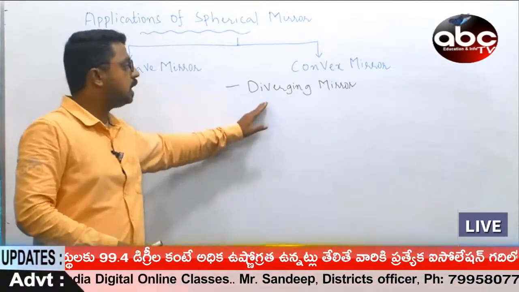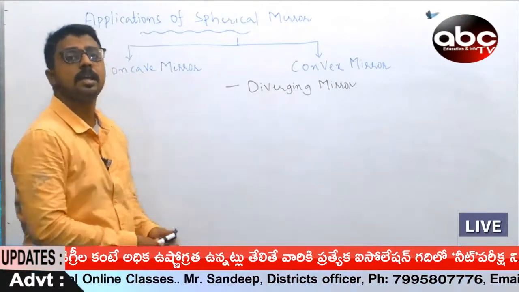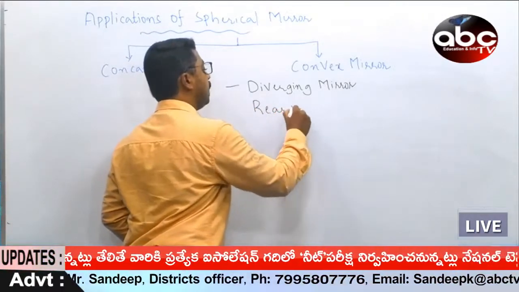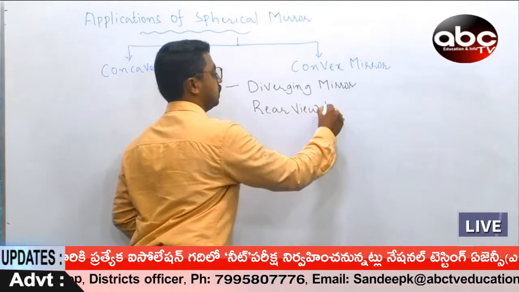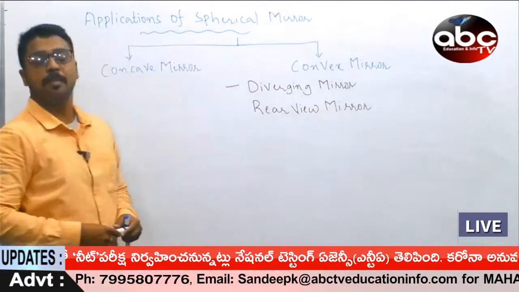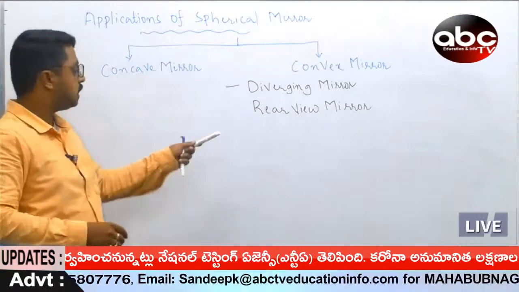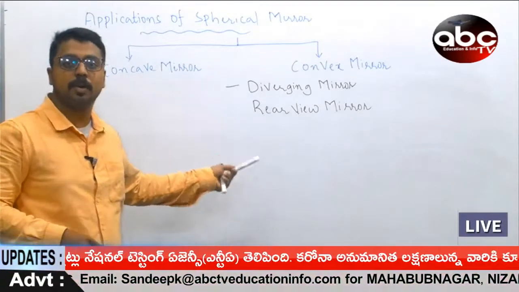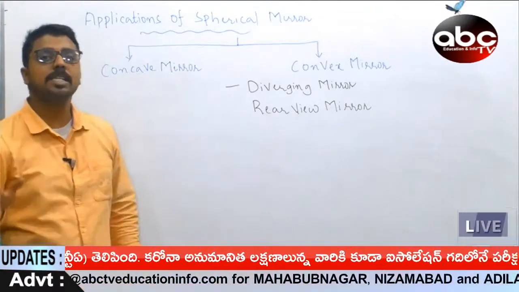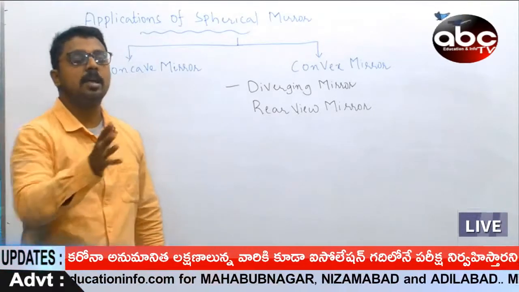So these are used in automobiles as rear view mirrors. Let us cover this topic because this is an important 2 marks question: why are convex mirrors useful as rear view mirrors?